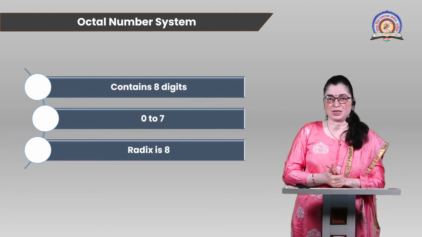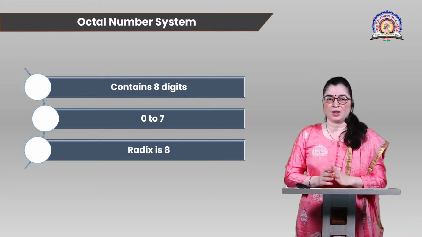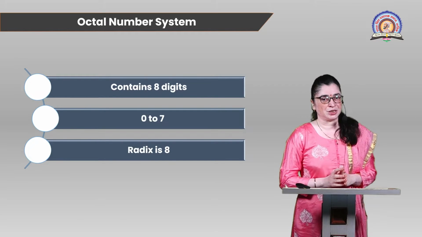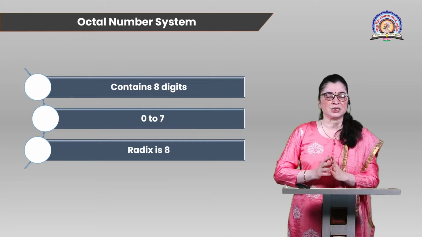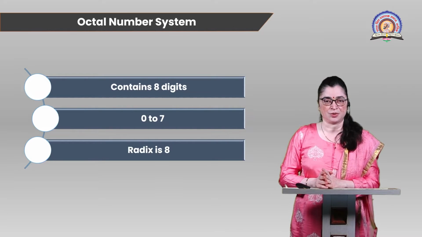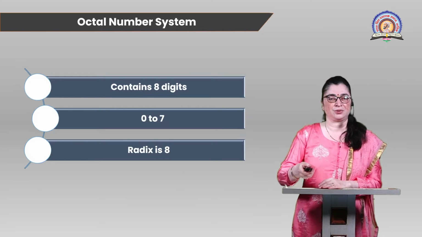Then octal number system. Octal means 8. It consists of a total of 8 digits starting from 0 to 7. Total 8 digits, 8 numbers are included under this system, and the base is 8.